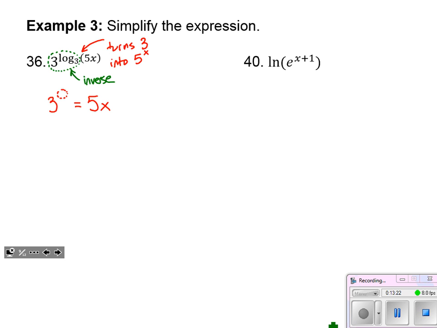But our answer is just 5x because we're taking a base of 3 and raising it to the perfect exponent I would stick on a 3 to turn it into a 5x. All right, so I don't like doing this, but essentially that's what's happening. The 3 to the and the log base 3 are canceling each other out, leaving us with just the argument.